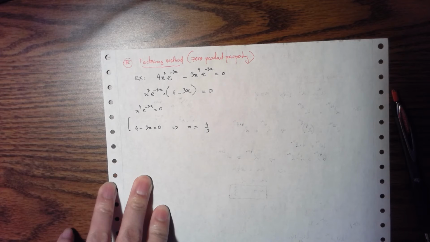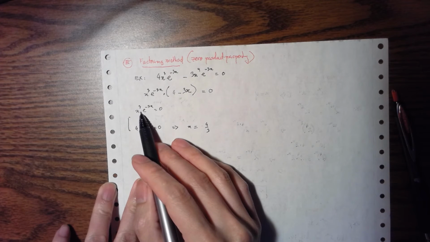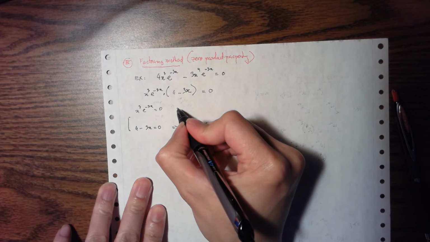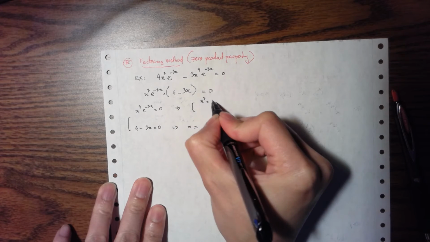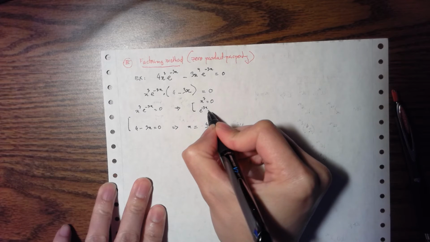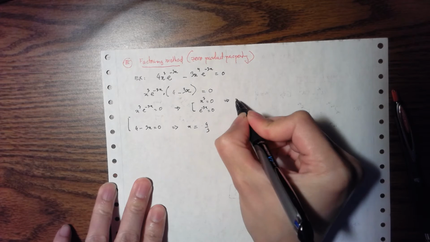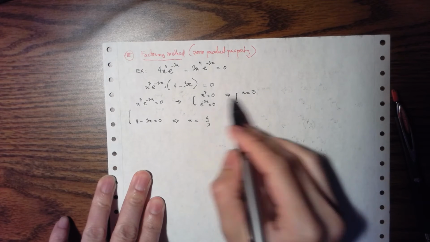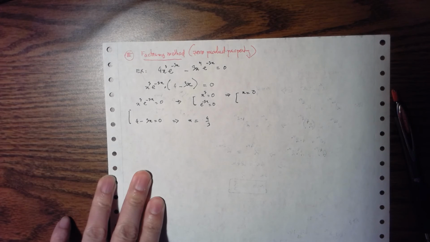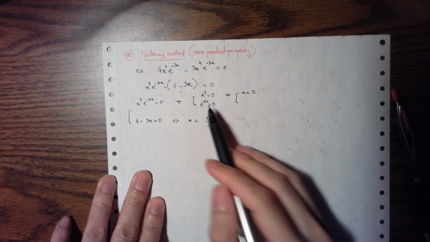Okay, and the third one, you see that this is the zero product property one more time if you go ahead and apply that. So this one, I can split into 2 cases: x to the third equal to 0 and e to the negative 3x equal to 0. This gives you x equal to 0, or x to the third equal to 0. You take the cube root of both sides, which gives you x equal to 0.